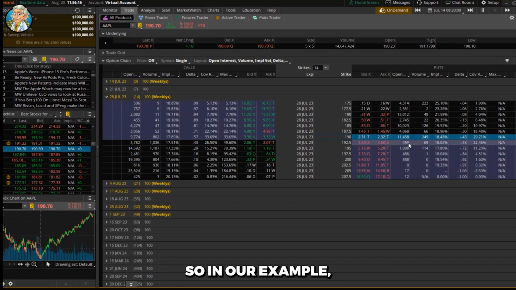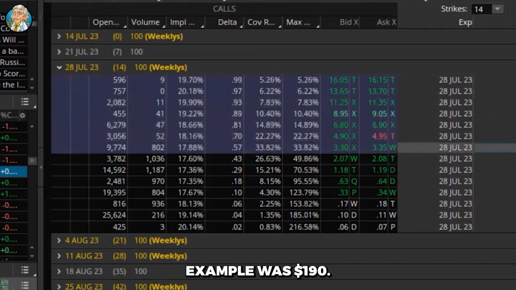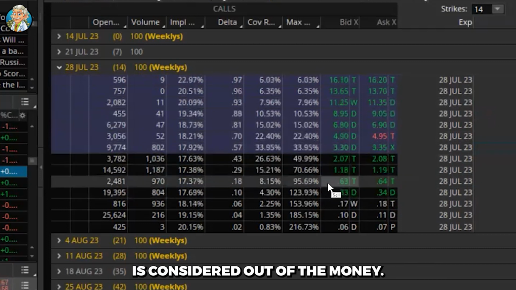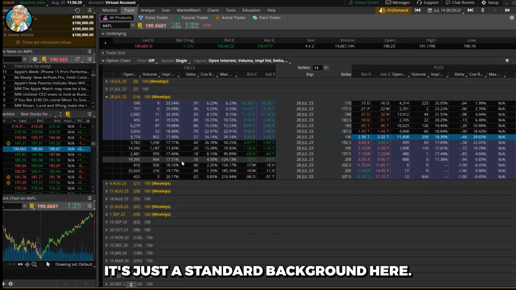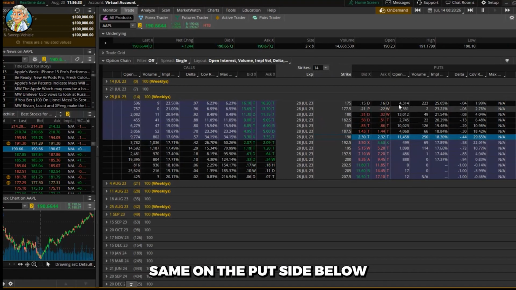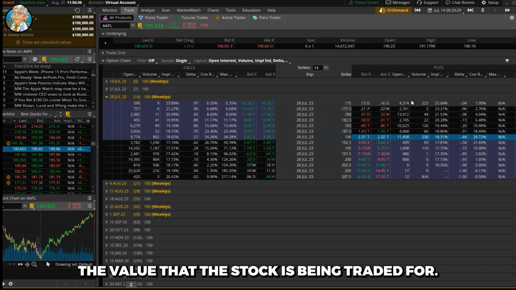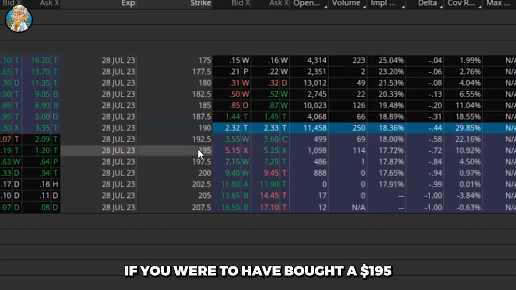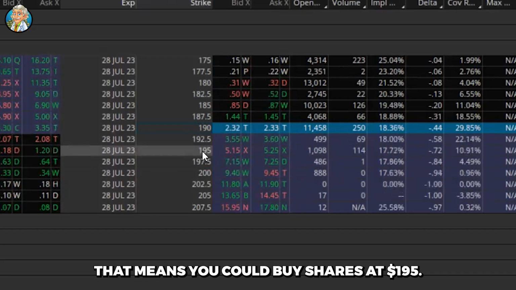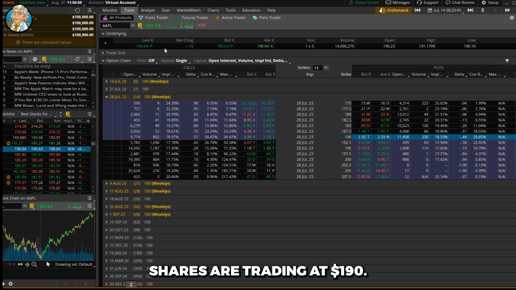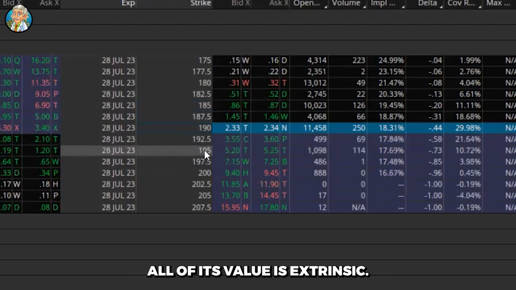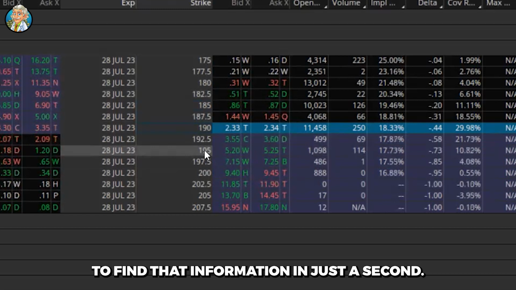All right. So in our example, the call contract in our previous example was 190. And we talked about Apple trading up to 195. Well, if you notice, 195 right now is considered out of the money. It doesn't have any highlighting. It's just a standard background here. Same on the put side, below the value that the stock is being traded for. So these are considered out of the money, and here's why. If you were to have bought a $195 call contract, well, that means you could buy shares at $195. Why would you want to do that? Shares are trading at 190. You could just go on the open market and buy them for $5 cheaper. So this contract doesn't have any intrinsic value. All of its value is extrinsic. And I'll show you where to find that information in just a second, right?